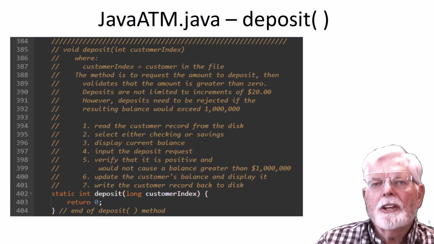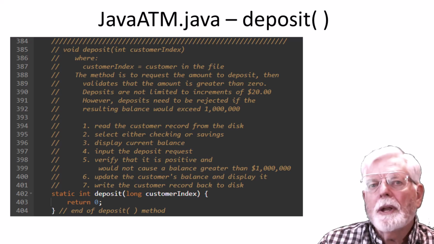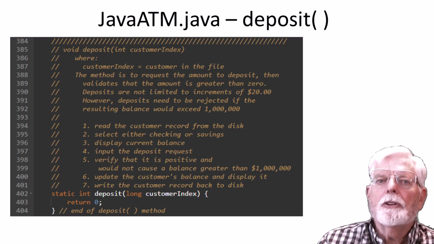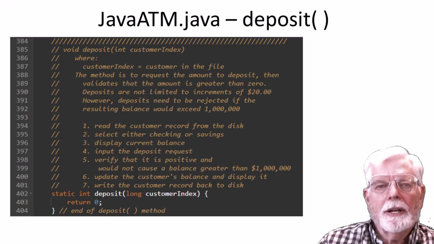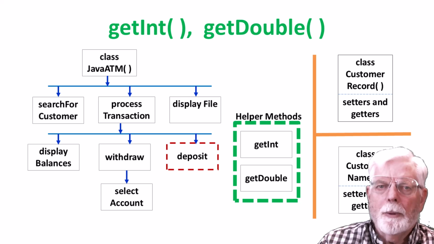Probably the easiest thing to do is review the code in the withdrawal method and how it is constructed. Determine what you can use and what needs changed. Make sure that you verify that everything is working correctly. Have fun. GetInt and getDouble methods are helper methods that can be used by the main program.